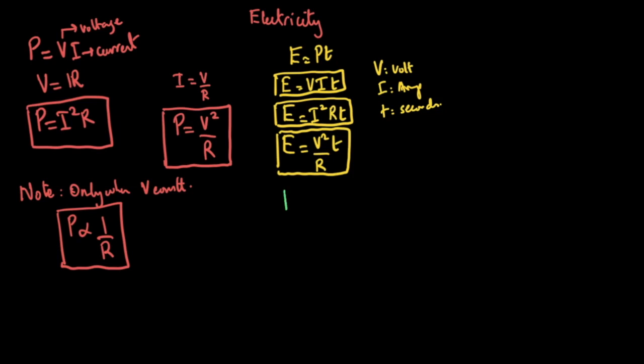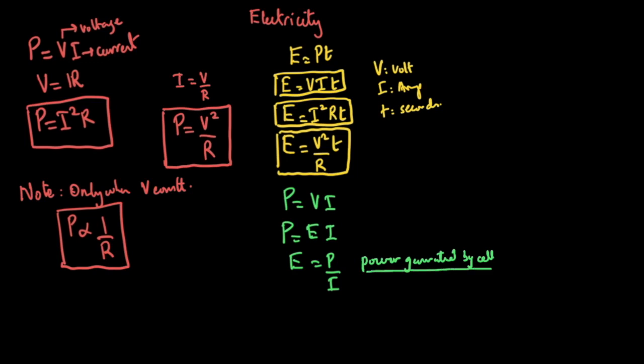Alright, next. So you know that P is equal to VI, and once they asked this question of defining EMF in a different way, so what they did was they substituted V with E and wrote like this, and then obviously EMF becomes equal to P over I, which basically means that P is the power generated by the cell divided by the current delivered by the cell.